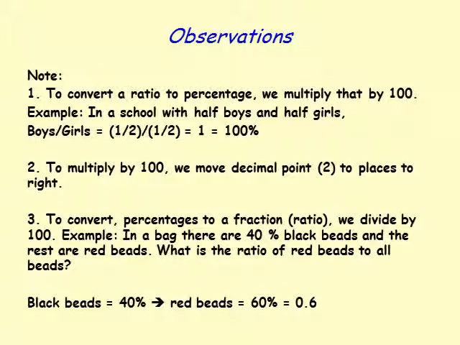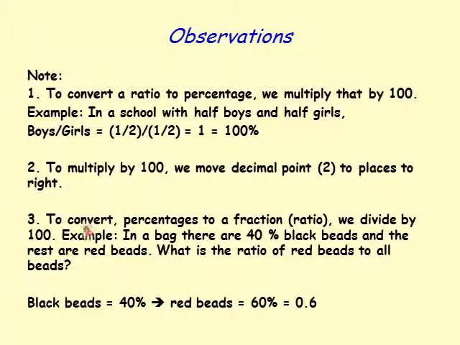Now, observations. To convert a ratio to a percentage, we multiply by 100. For example, in a school with half boys and half girls, the ratio of boys to girls is half divided by half, which is 1, and 1 is 100%. We move the decimal place to the right by 2. To multiply by 100, we move the decimal two places to the right.